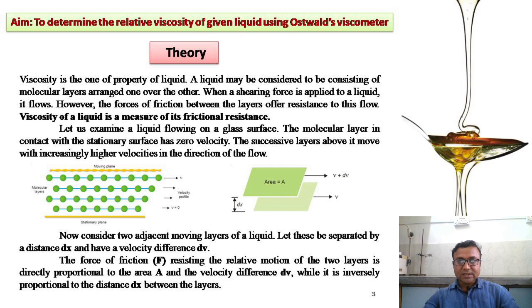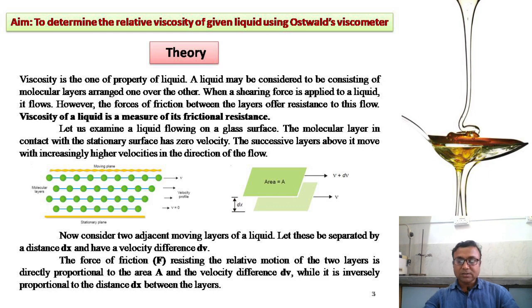Now consider this diagram, which shows two adjacent moving layers of a liquid. One is moving with velocity v and the second is moving with v plus dv. There is a small increase in velocity, and these two molecular liquid layers are separated by a distance dx, and A is the area of cross section. The force of friction resisting the relative motion of the two layers is directly proportional to the area of cross section and the velocity difference, that is dv, while it is inversely proportional to the distance dx between the layers.